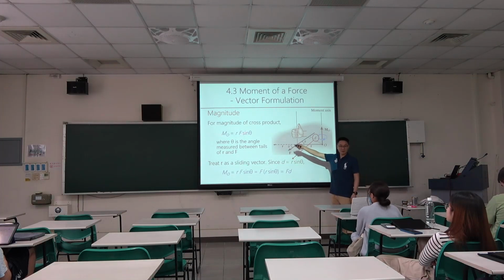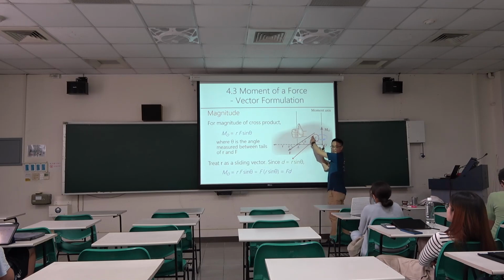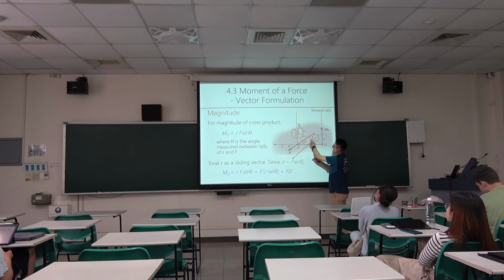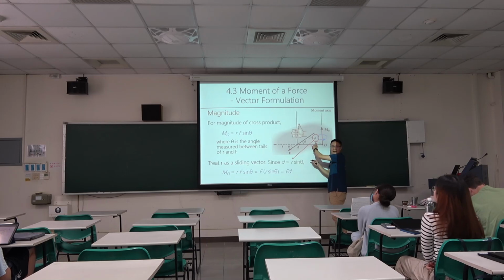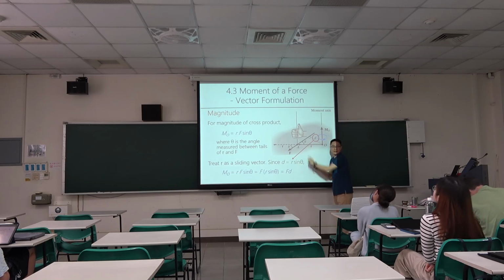So using cross product, we already find this distance, the perpendicular distance. Got it? Okay? Because we have r as scalar times sine theta. That means we already find the moment arm.